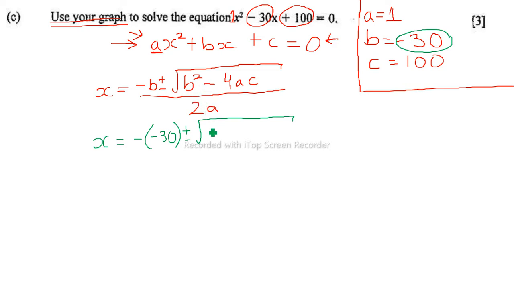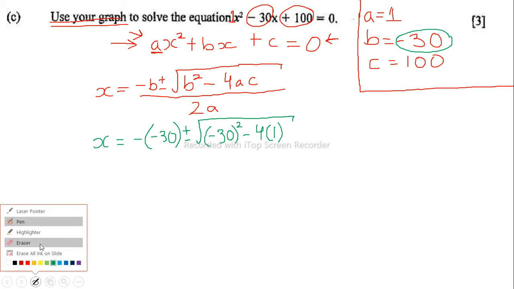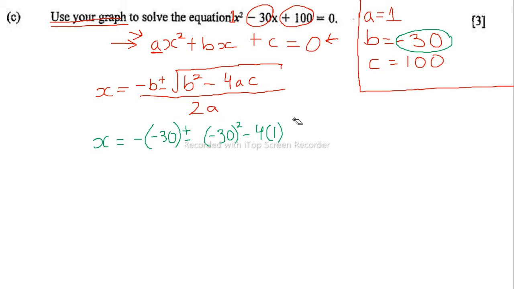And b is again negative 30, squared, minus 4. A is what? 1. And then C is what? 100. C is 100.